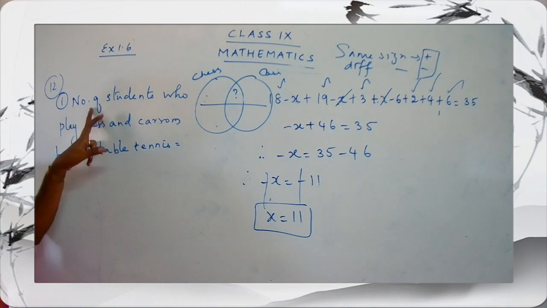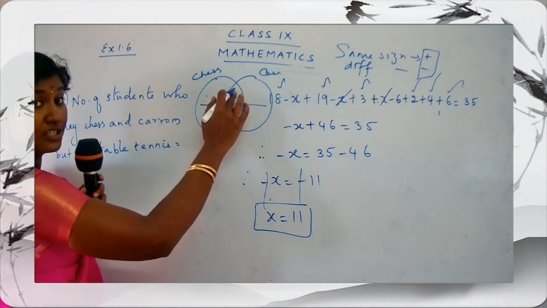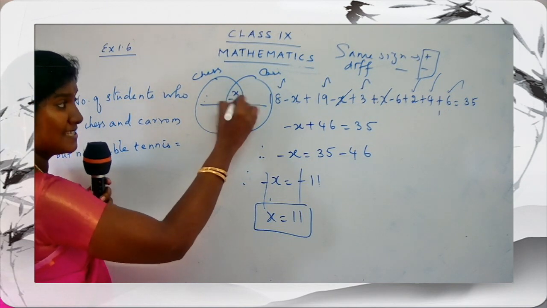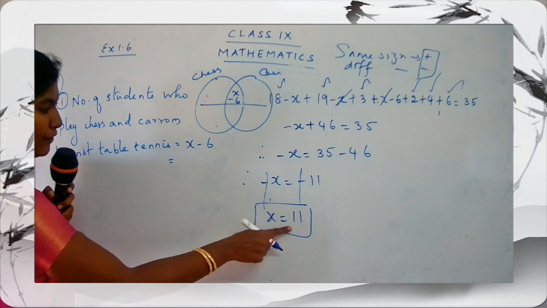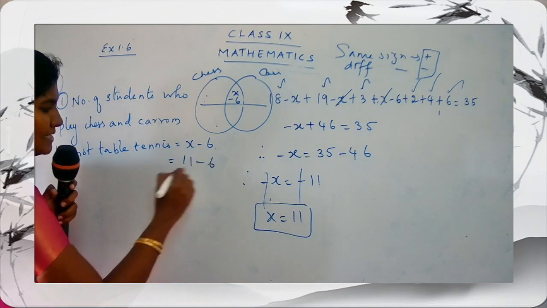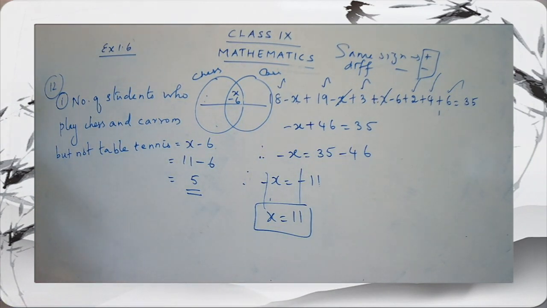The question is number of students who play chess and carom. So how many children were here? Yes, it was x minus 6. So write down here, this is equal to x minus 6. I know the value for x, it's 11 minus 6 is equal to 5. So number of students who play chess and carom but not table tennis is equal to x minus 6, equal to 11 minus 6, equal to 5. So we got the answer for the first part, okay?